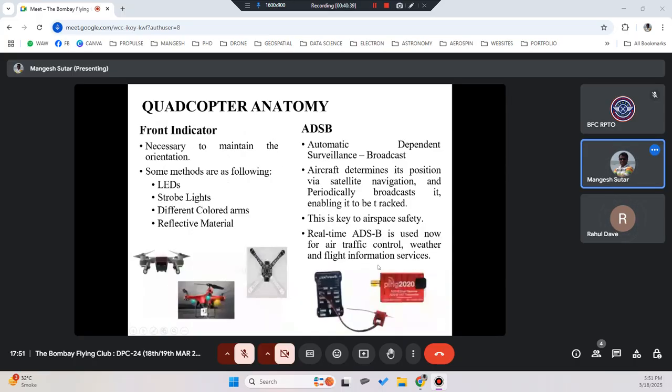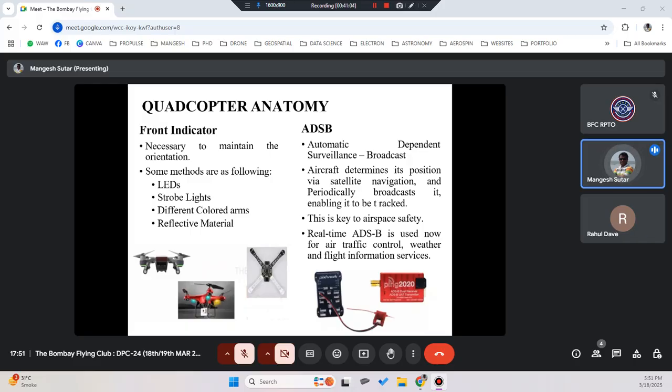Now, these are some safety points from an understanding point of view. If you're flying a drone under BVLOS or under night conditions, we will not be able to see the drone. If we don't have strobe lights or lights on the drones, it will be very difficult to fly the drone at night.